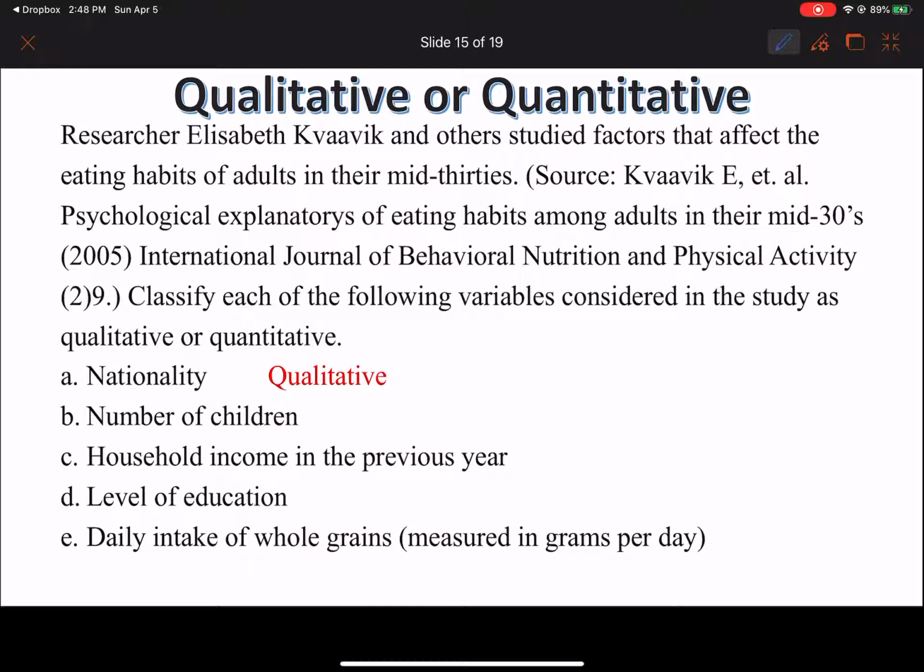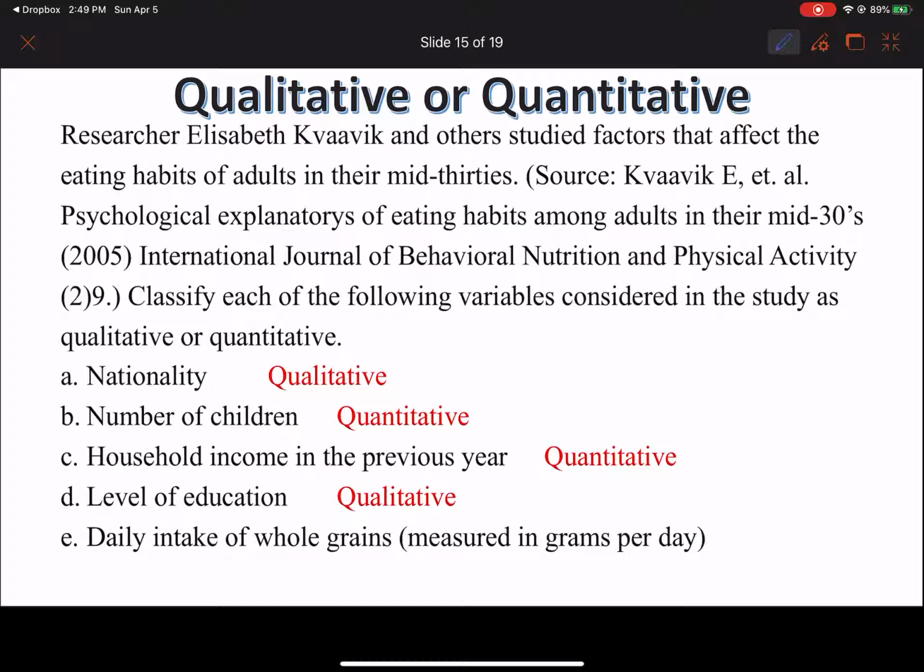Number of children someone has. Now this one can kind of go both ways depending on what you're looking at, but it's basically quantitative. Household income in the previous year is also quantitative. Level of education, depending on what you're using it for, could be one or the other. I say qualitative here because I'm thinking high school, bachelor's, master's, PhD. Those aren't necessarily numbers. However, you can make an argument both ways.